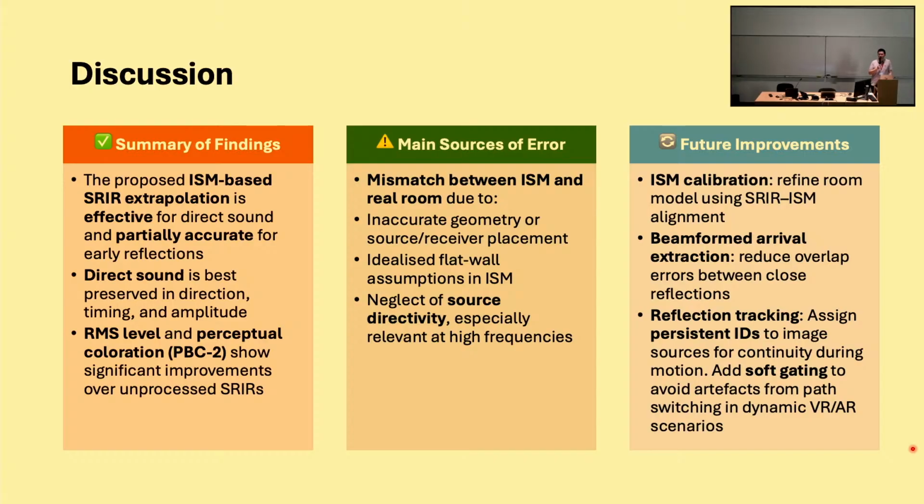Another way is we want to use a beamforming array. If we have two different reflection arrivals coming at the same time but from different directions, we can separate them into two parts and then rotate them. It will help us to reduce the error.